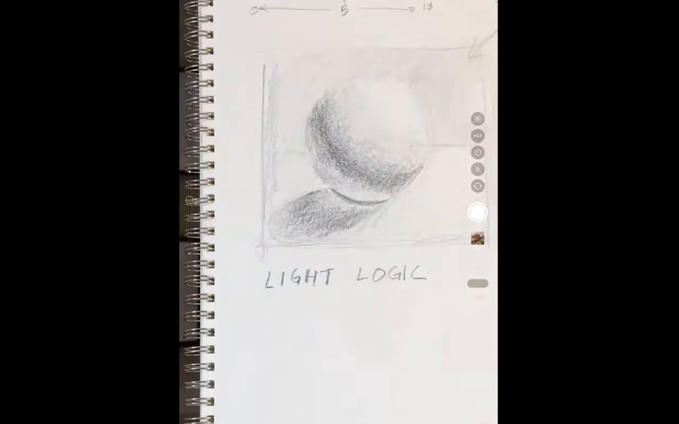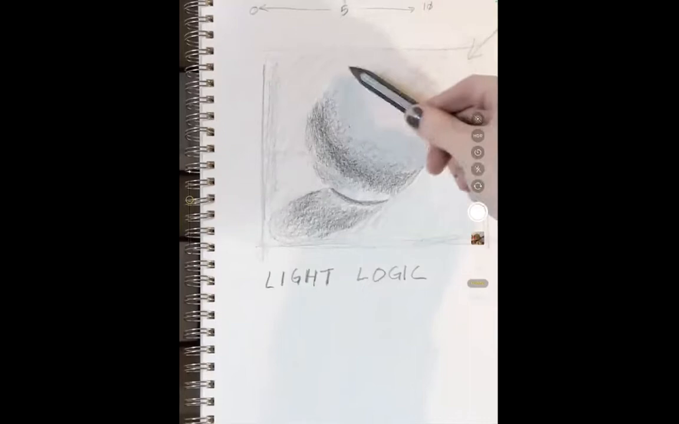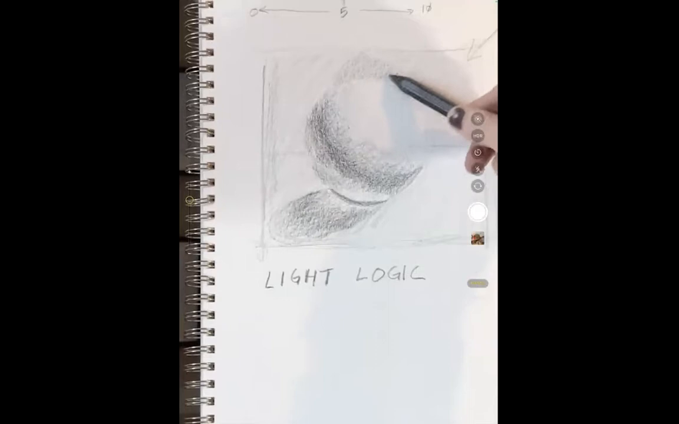All right, so now what we want to do is back here in the background, let's go ahead and start to work that down a little bit darker, bring it up to the contour of the sphere, but do not redraw the contour of the sphere.